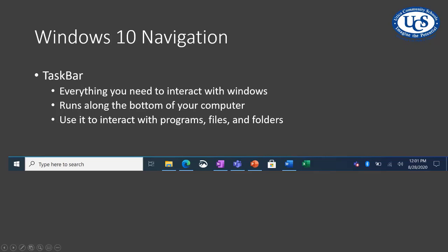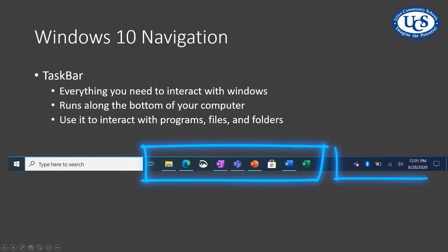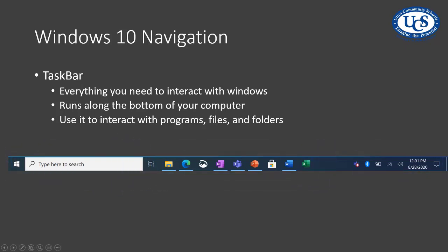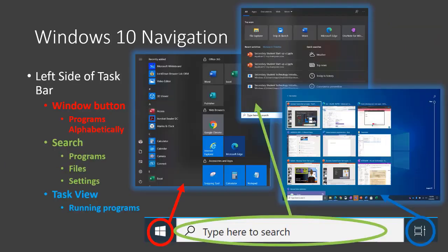On this bar, you can find settings, programs, files, folders, notifications, and even conduct a search. We're going to explore the taskbar by looking at its three parts, the left, middle, and right side. Each has important functions that we will now explore. We will start our exploration of the taskbar by looking at the left side.